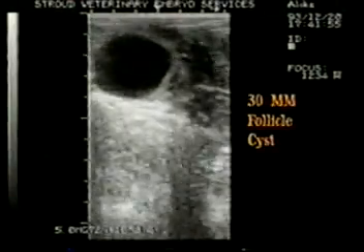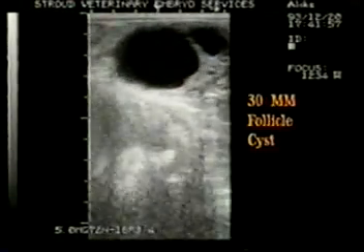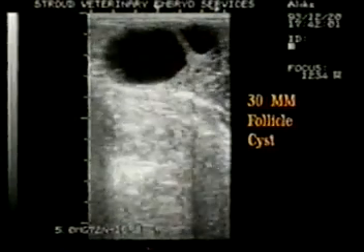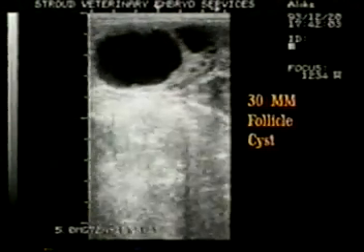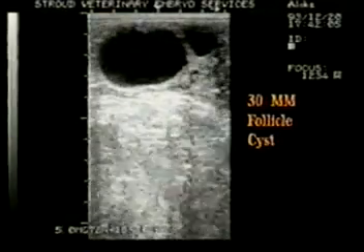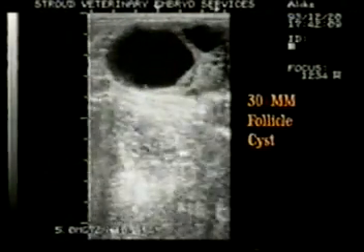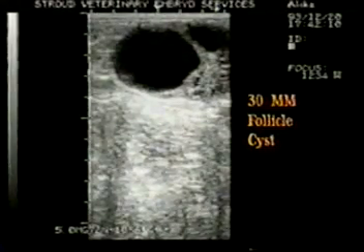Morphologically, a follicle cyst is differentiated from a luteal cyst by examining its outer wall. A follicle cyst has little or no luteal tissue, whereas a luteal cyst will have a discernible outer rim of luteal tissue. This cyst would be classified as follicular.